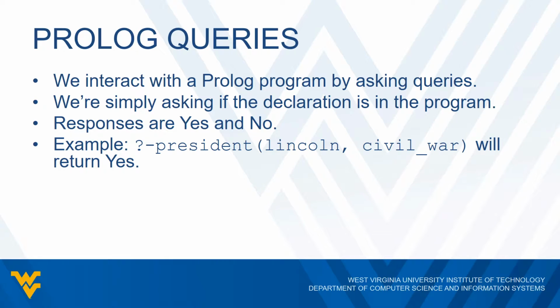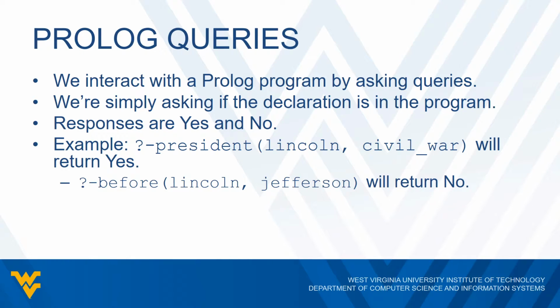So question mark dash president(Lincoln, Civil War) is asking, was Lincoln the president during the Civil War? Or at least it's just checking, is this fact in the program? Is this declaration in the program? And this will return yes, because it is in the database. It is in our program. Now, if we do something like ask if Lincoln was before Jefferson, this is going to return no. Now, I want to make it very clear.